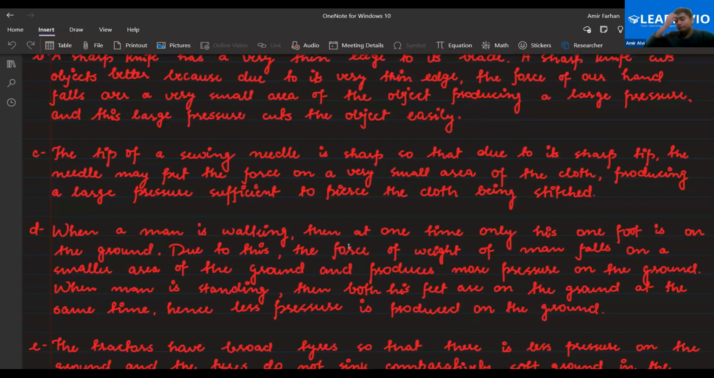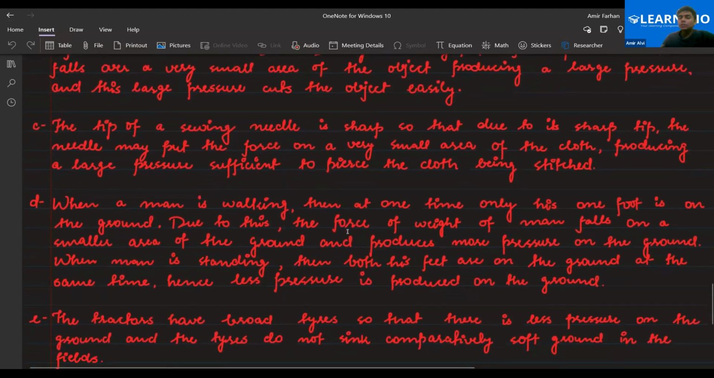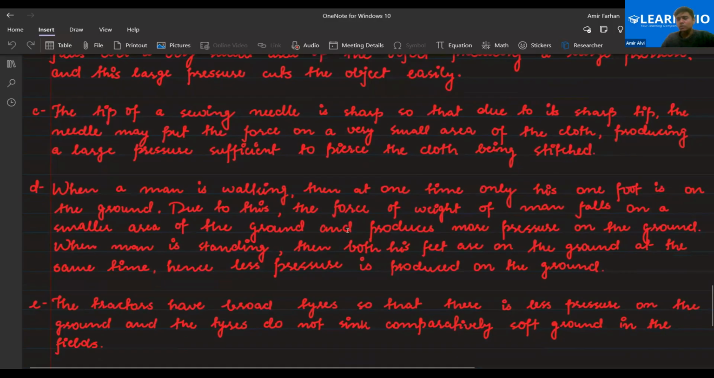So that's why it would be. In that case, the pressure would be more as compared to when the man is standing. Because when the man is standing, he is standing on both feet. So that's why less pressure would be exerted on the ground due to this larger area.